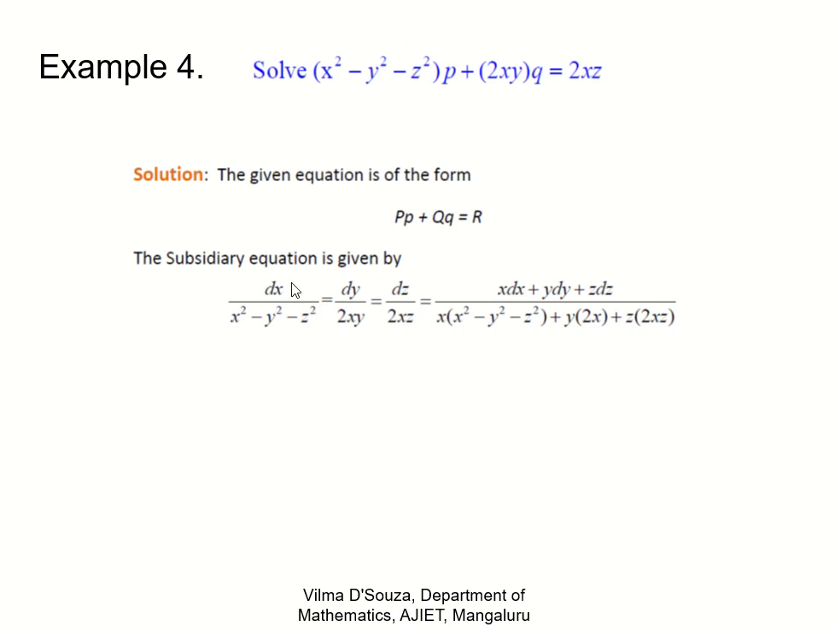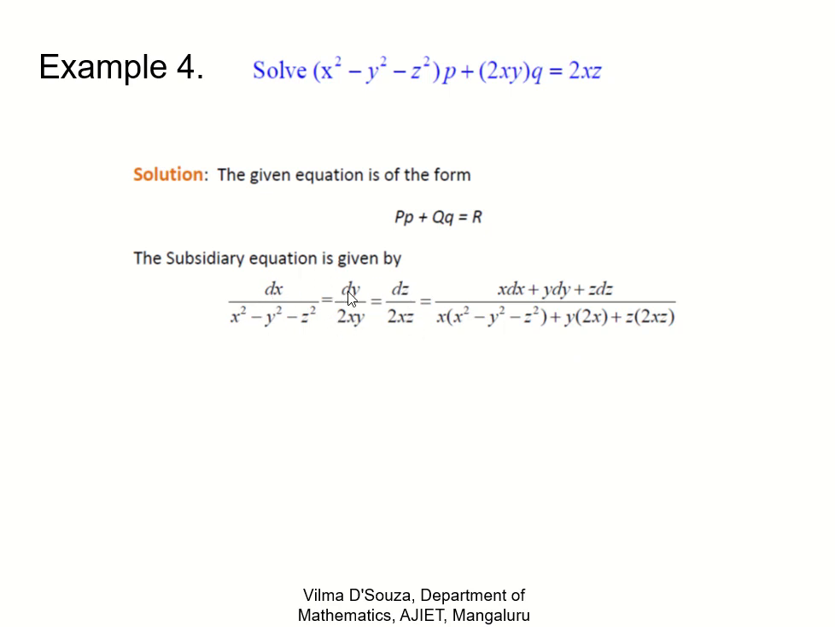Write down the subsidiary equations. dx/P, that is x² − y² − z², is equal to dy/Q, Q is 2xy, is equal to dz/R, R is again 2xz. So dx/P = dy/Q = dz/R. These are your subsidiary equations. Don't consider this for the time being. Now consider only the first three subsidiary equations.